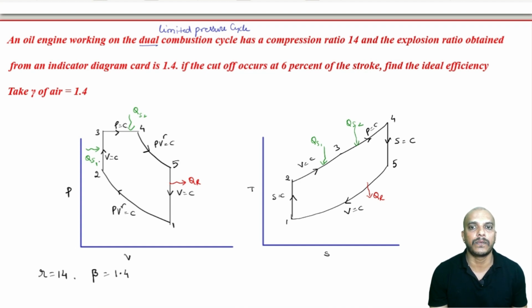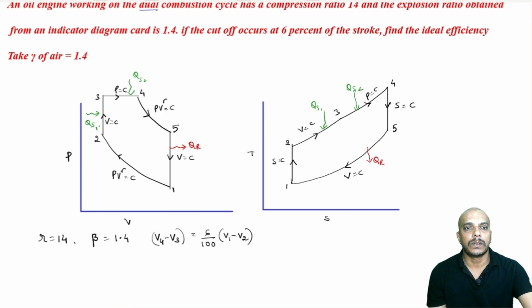So, beta is equal to 1.4, and the cutoff occurs at 6% of the stroke. Remember, we have written this in the diesel cycle also. Cutoff is V4 minus V3 here. So, do not mug up, cutoff is happening here. V4 minus V3 is 6 percent, that is 6 by 100, of the stroke. Now, stroke will be V1 minus V2. Then we have been asked to calculate the efficiency.